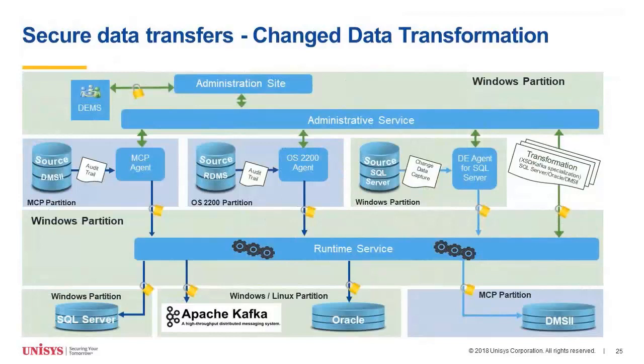In here you can see the DMS2 and RDMS sources can target SQL Server, Oracle, and now the Kafka broker through a TLS encrypted, if configured, connection. SQL Server sources can target DMS2 also through TLS encrypted connection, and that's done by AIS.